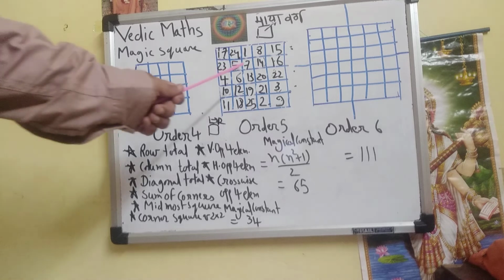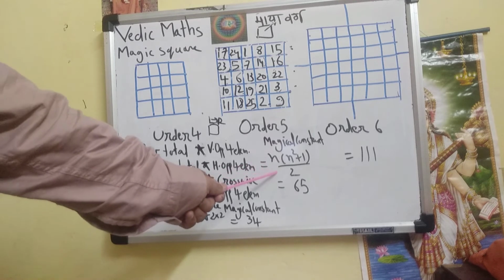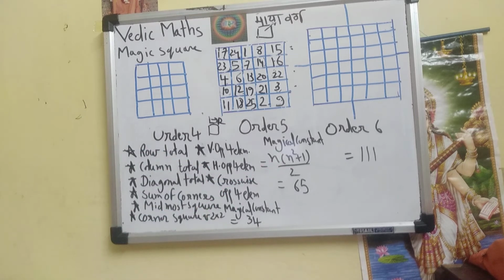But this method of finding the magic constant is applicable in odd order magic squares. But this is the general formula, n into (n squared plus 1) by 2, for finding the magic constant for any order of magic square, of order say 3, 4, 5, 6, 7, 8, 9 and so on. So I hope that all of you have learned this method of forming an odd order magic square.